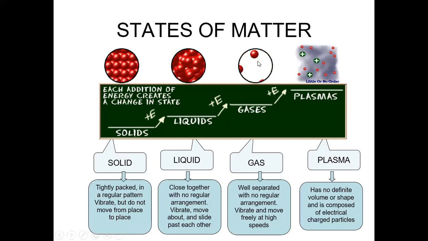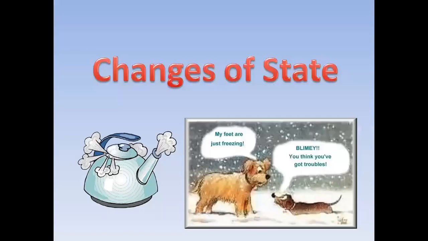Moving on to the third state, which has even more energy for the particles. They do not have a fixed shape or a fixed volume, and the particles can go everywhere because they have more energy. They can spread out everywhere at high speed. These are the three states of matter.